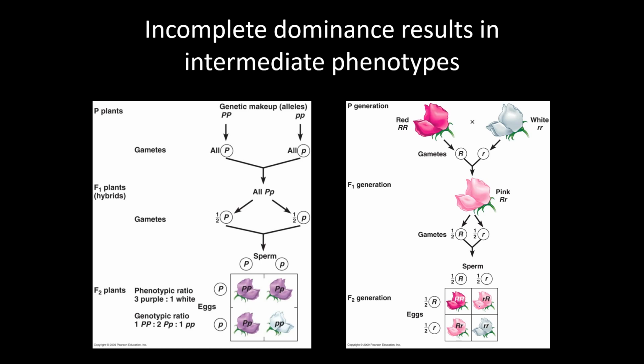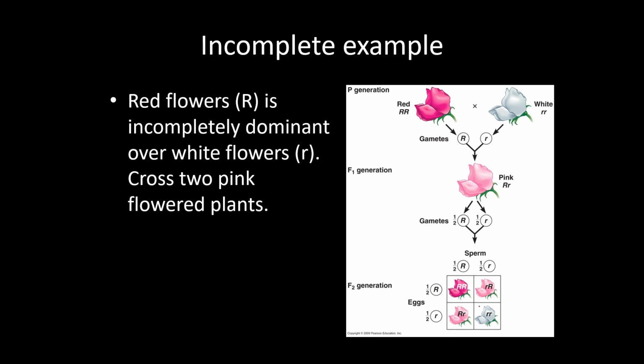So the problem that I gave you, I wonder if I have something written in there. There we go. So red flowers is incompletely dominant over white. It says to cross 2 pink flowered plants. Well, if they're pink flowered, they must be big R, little r, and they both must be that. If you put those into the Punnett square, it's going to look like this right here. So you end up with 1 red plant, 2 pink plants, and then 1 white plant.